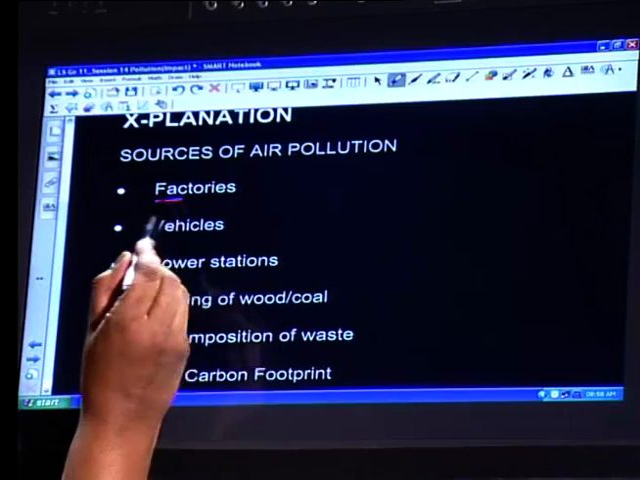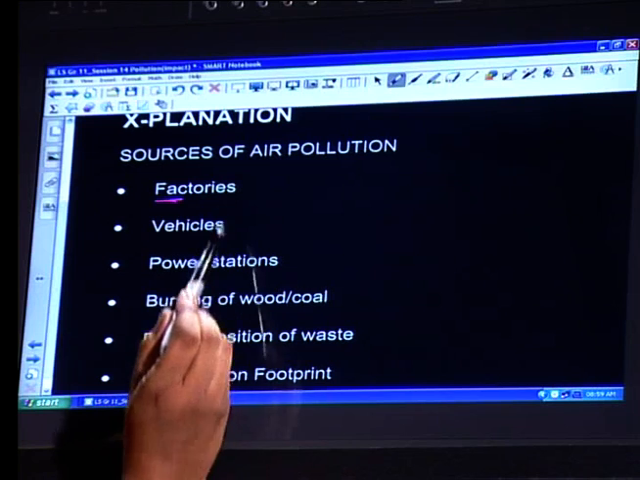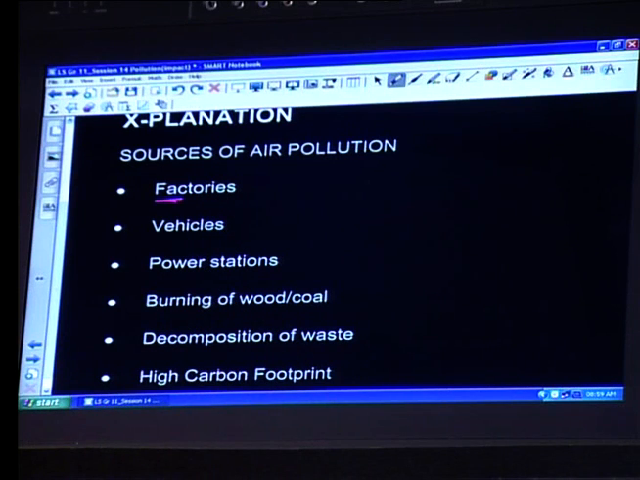The first one is factories. We're going to look at factories, and then we're going to see how factories and industries actually contribute to air pollution. We're going to look at vehicles, and we find there's a number of vehicles on the road which causes traffic congestion because there are fewer people using public transport. More people are using their very own vehicles, contributing to air pollution. We're going to see that later.